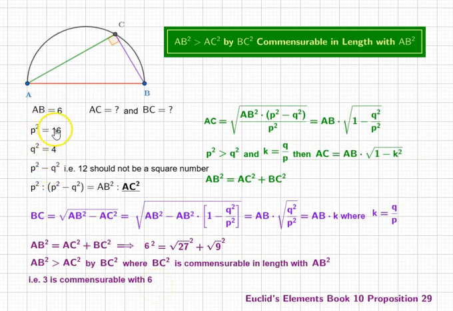So we can use any two square numbers provided p square minus q square is not equal to a square, to arrive at two magnitudes AC and BC such that AB square is greater than AC square by BC square, commensurable in length with AB square. Interesting, right? That's it for now.